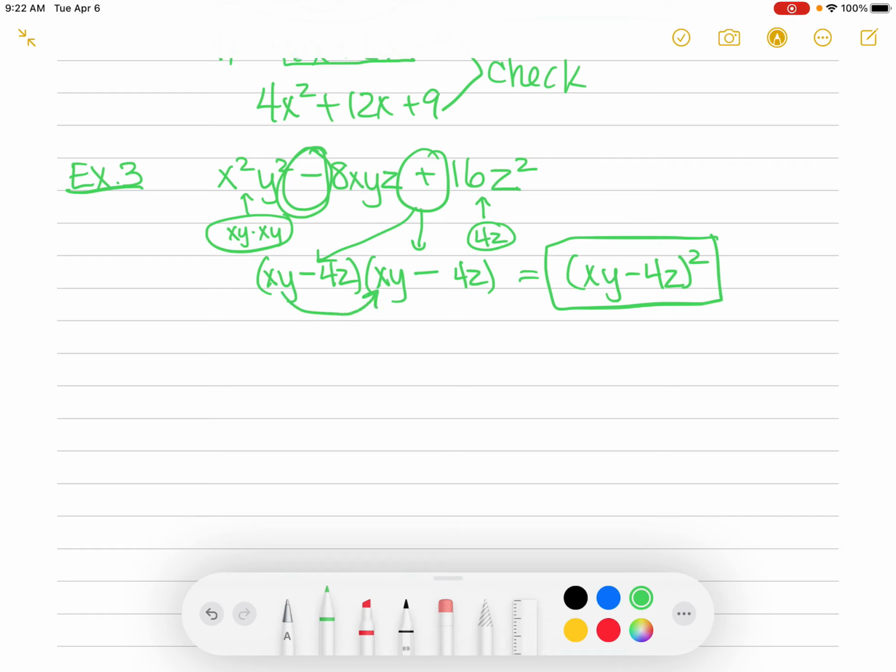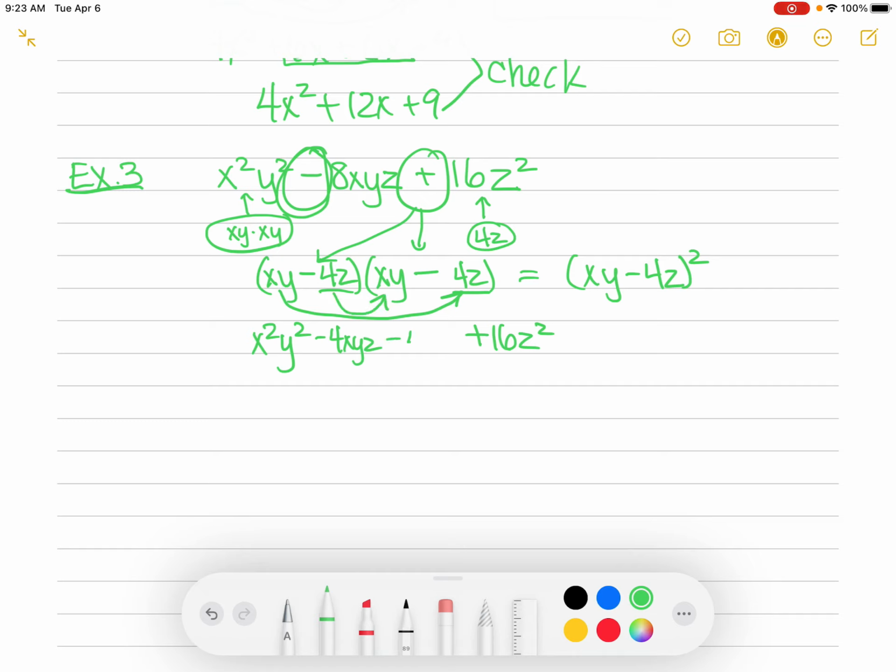So my first one times my first one is going to give me x squared y squared. My last ones are going to give me plus 16z squared, so I'm good so far. Now I'm going to work on my middle ones. So xy times negative 4z is negative 4xyz, and negative 4z times xy is negative 4xyz. You see how those two make my middle number of negative 8xyz. And then the rest of these stay the same. So it does check. So this is my answer.